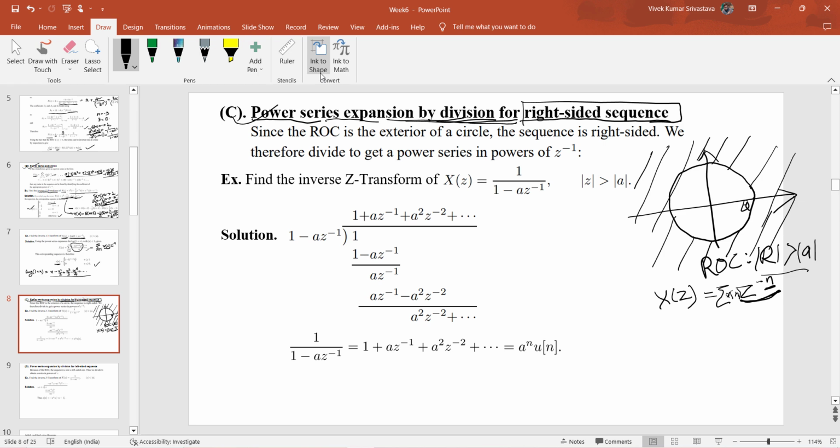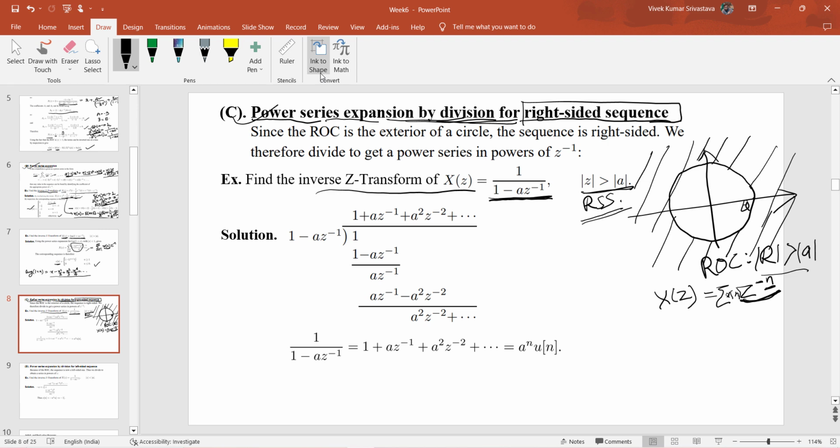negative power of z. Okay, so suppose we have to determine the inverse z transform of this function, where mod of z is greater than mod of a, which denotes that this is a right sided sequence. So we have to divide this numerator by the denominator and form the quotient in such a way that it gives negative powers of z. Okay, so here I am dividing 1 by 1 minus a z raised to the power minus 1. Okay, so first, I am dividing it.